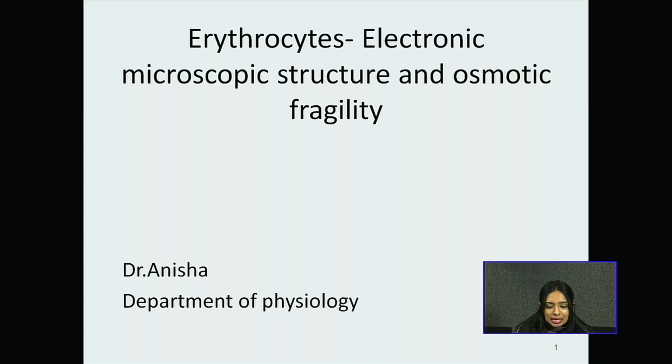Today's topic is erythrocytes, electron microscopic structure, and osmotic fragility. Before starting the lecture, I would like to give an introduction about RBCs. RBCs, also known as erythrocytes, are the disc-like cells present in the body, which are mainly responsible for delivering oxygen to the body tissues. RBC's main job is to deliver oxygen to the body tissues through the lungs.